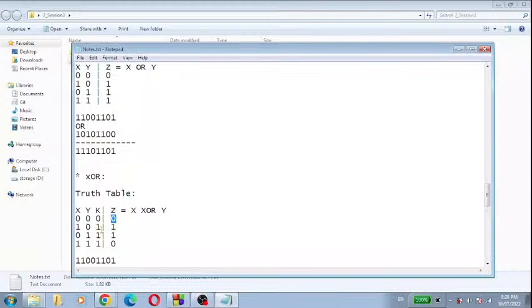Now I have 2 ones here. 2 ones is an even number also, so the answer is 0. And now we have 2 ones also here, and 2 is an even number, so it is 0 also. But here we have 3 ones, and 3 is an odd number, so the answer is 1 here. You see, that's the XOR operation.